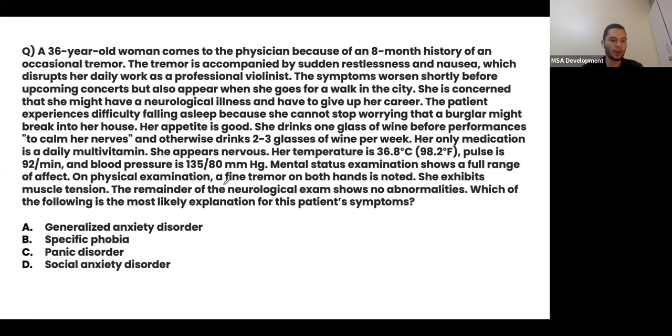Now, final question. A 36-year-old woman comes to the physician because of an 8-month history of an occasional tremor. The tremor is accompanied by sudden restlessness and nausea, which disrupts her daily work as a professional violinist. The symptoms worsen shortly before upcoming concerts, but also appear when she goes for a walk in the city. She is concerned that she might have a neurological illness and have to give up her career. The patient experiences difficulty falling asleep because she cannot stop worrying that a burglar might break into her house, and she has a decreased appetite. So yeah, it's leading towards generalized anxiety disorder because she has fear of almost everything.